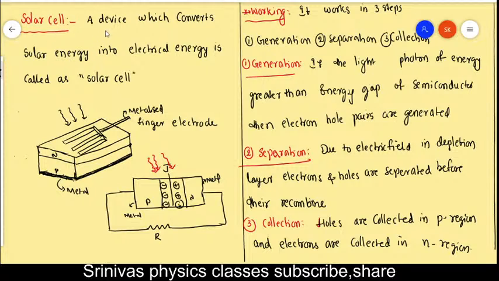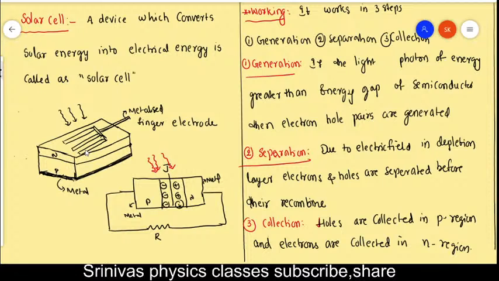These are very important. A device which converts solar energy into electrical energy is called a solar cell. Solar cell means it is a device which converts light energy into electrical energy. How does it work? You see this construction of the solar cell. It is also a PN junction diode, right? It has the P region and N region.